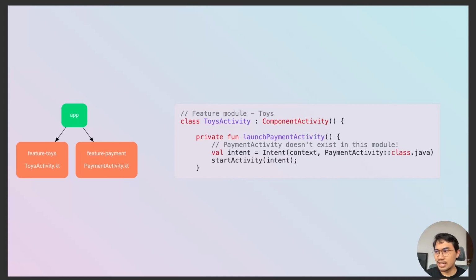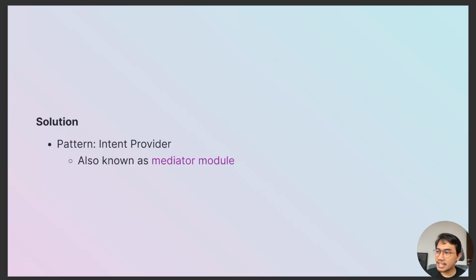In this code, the toys activity needs to call the payment activity, but the payment activity does not exist in the toys module. Again, the toys module cannot declare the payment module as a dependency. Sounds familiar? Yes, we can use the same dependency injection technique. I call this technique intent provider, since it's providing an intent to the consumer. Another name for this is mediator module. You'll see in a moment why it's also called mediator module.